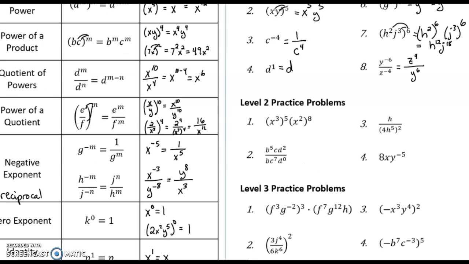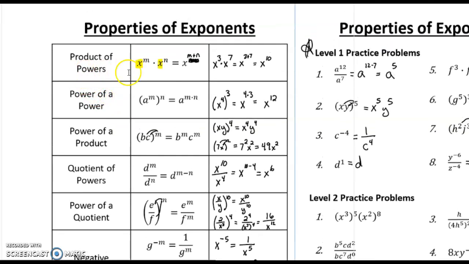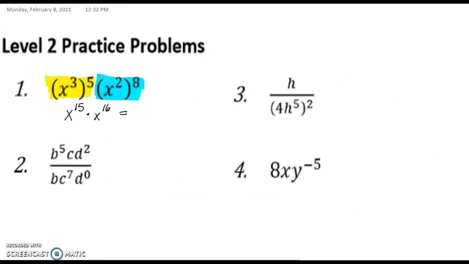So if we look back at our page of properties, that is product of powers. They have the same base and they're multiplying, so we are going to add the exponents. So 15 plus 16 is going to be 31. So our answer is x to the 31. Okay, let's look at number 2.